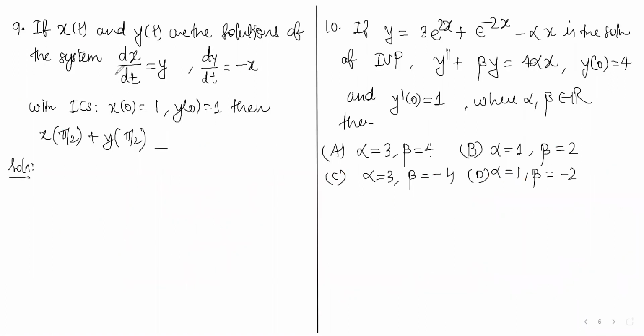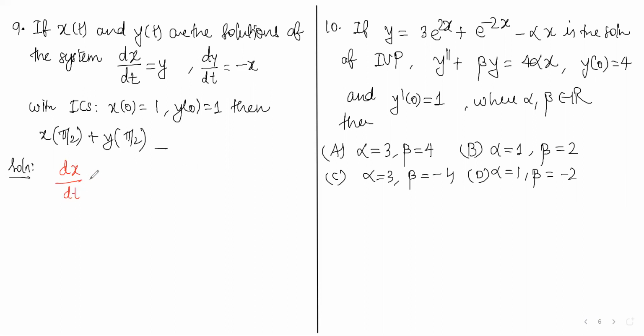Yeah, so let's solve this one. It says that x(t) and y(t) are the solutions of this system, and the initial conditions they have given are x(0) is 1, y(0) is 1. Then they want x(pi/2) plus y(pi/2). What is it going to be? So we will consider, if you noticed one thing, that dx/dt is y, and dy/dt is minus x.